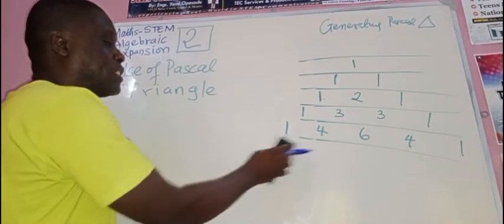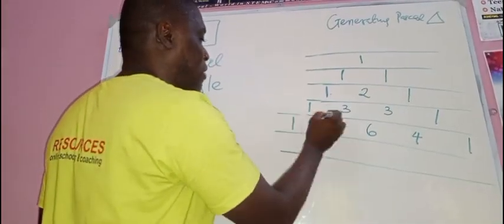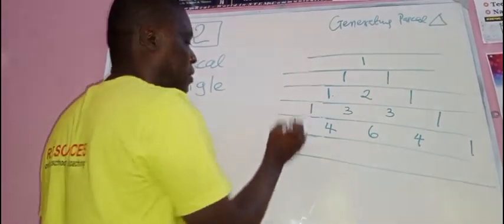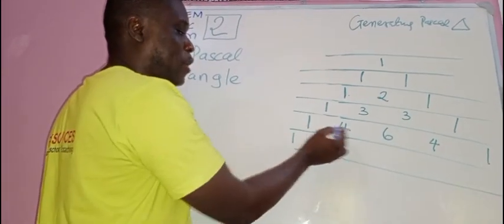Can you tell me the next one now, if there's another line here? You start with 1. I will start with 1. 1 plus 4.